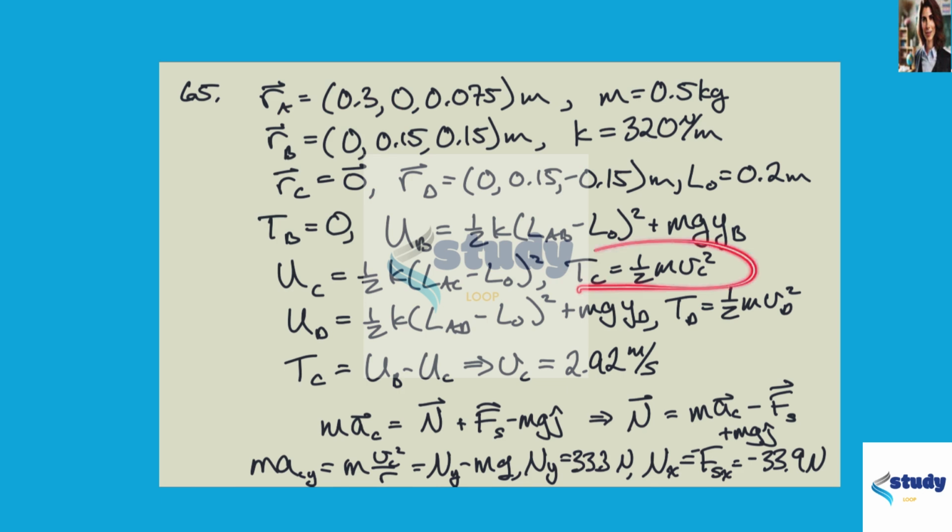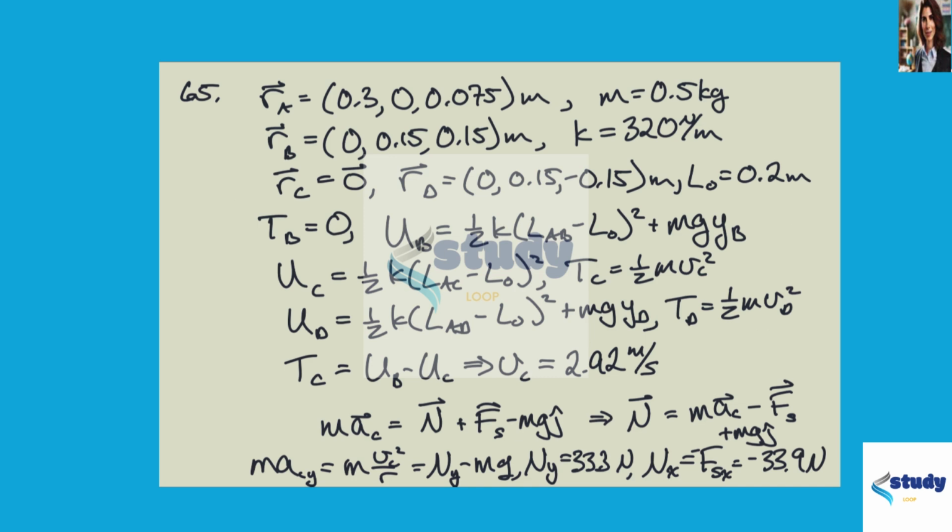And then we have some kinetic energy at that point. And then at point D, we have, again, the length of the spring we can figure out because we have A and D. And we have some gravitational potential again. And at point D, we have Y sub D is 150 millimeters. And then we also have some kinetic energy there.